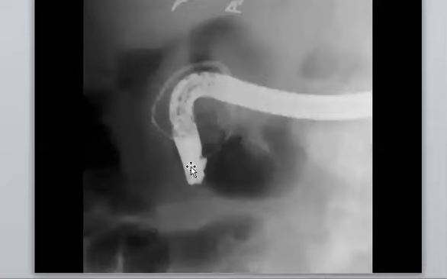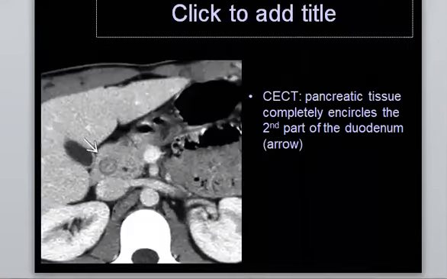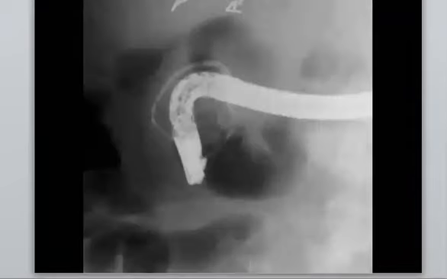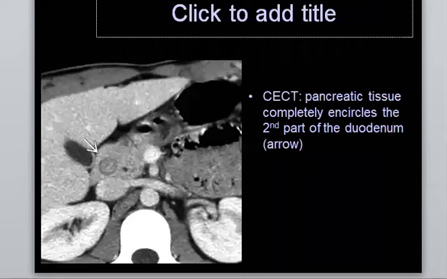pancreatic duct. It is the same case. What happened here? The pancreatic duct branches in a circle, makes a circle within the duodenum. So this is proof for you that this case is what is called annular pancreas. And then on CT it is much easier, you can see that the pancreatic tissue is completely encircling the second part of the duodenum. So again, this is barium, ERCP, and the CT appearance.